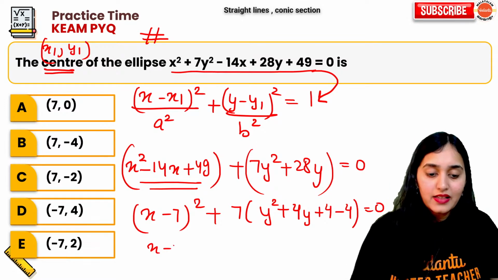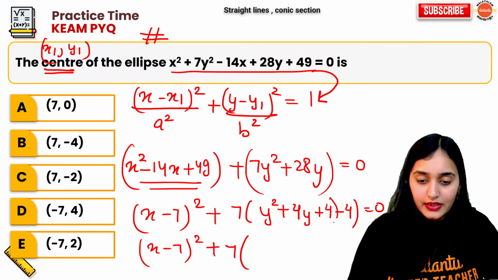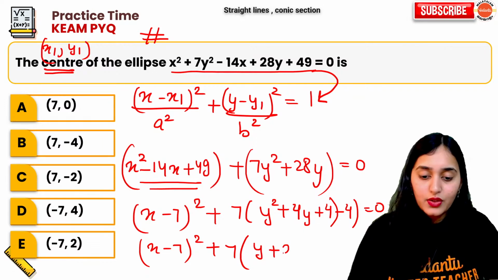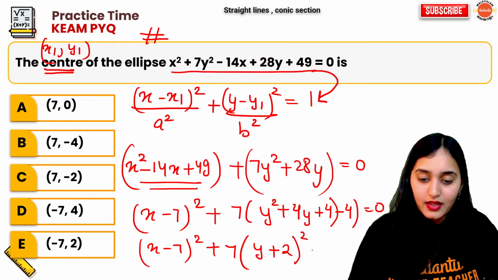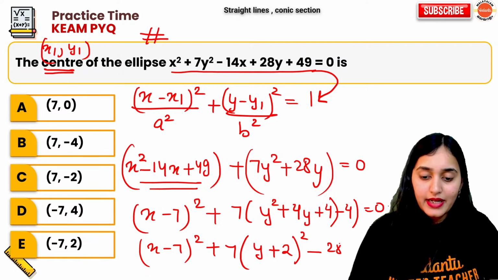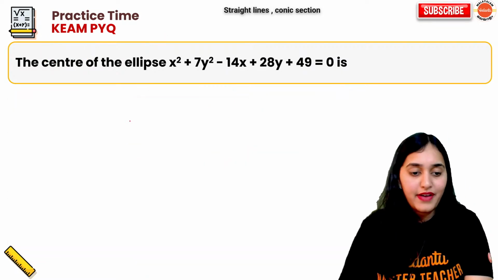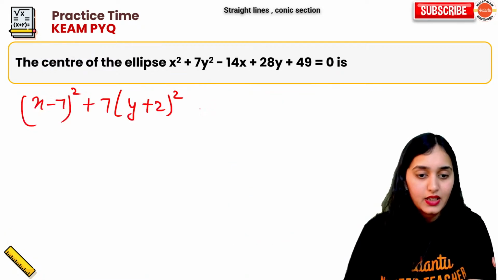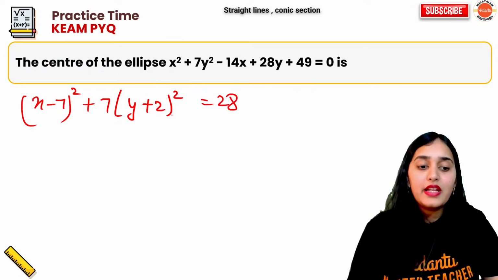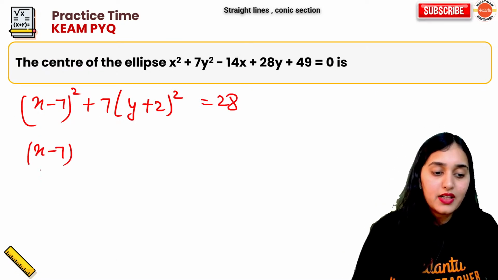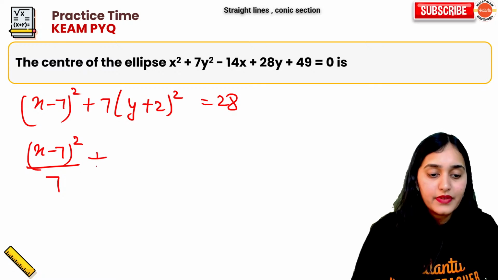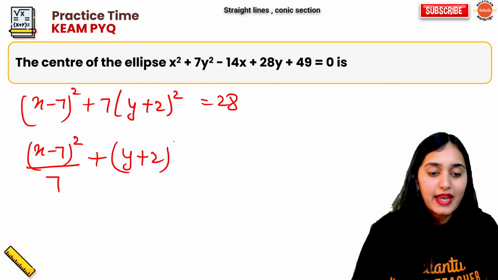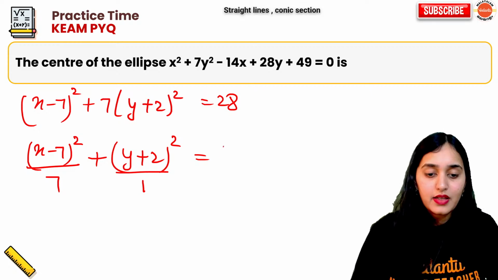So, you get here (x minus 7) whole square plus 7 times of, now this becomes (y plus 2) whole square minus 7 4s are 28. So, simplify it. (x minus 7) whole square plus 7 times of (y plus 2) whole square is equal to 28. Now, divide it by 7. So, (x minus 7) whole square divided by 7, plus (y plus 2) whole square upon 1 is equal to 4.